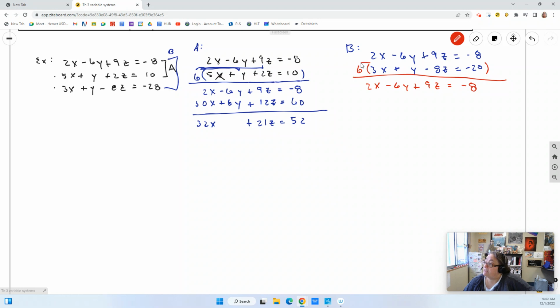But now we have to distribute this 6 through to each piece. 6 times 3 is 18x. 6 times y is going to be plus 6y, which is what we were going for the entire time, right? 6 times negative 8, well, that's negative 48. And this, by the way, is 28, not 20. And 6 times negative 28, ugh, I have no idea what that equals. I do. It equals negative 168.